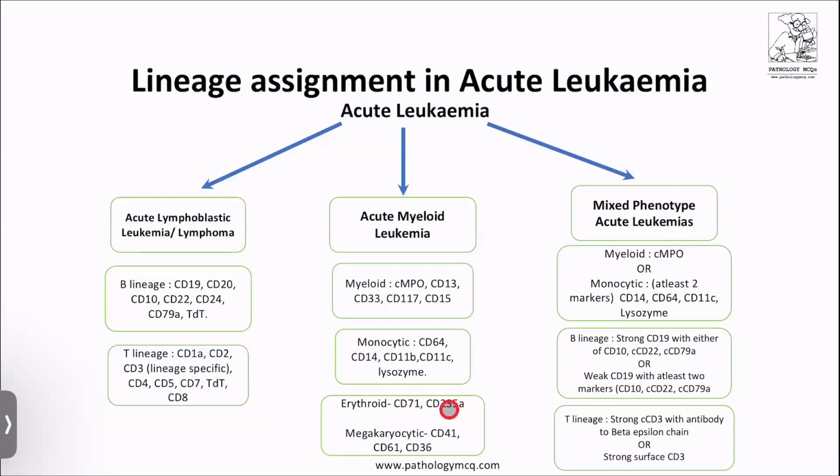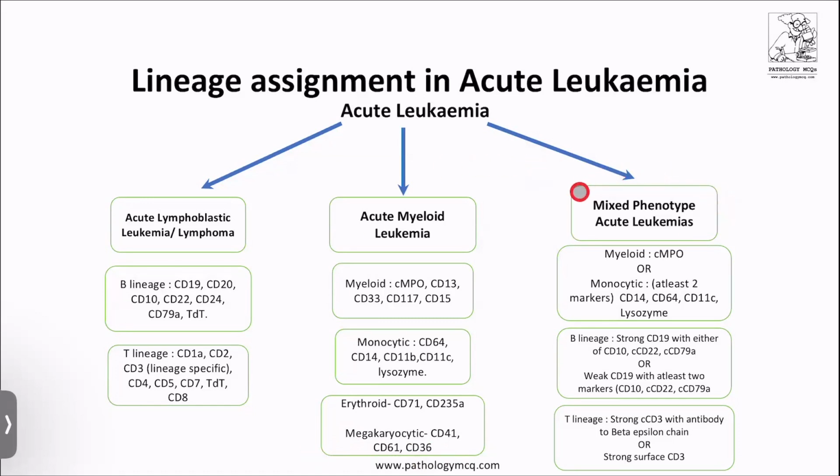And when do we call it acute megakaryocytic leukemia? When we see a blast population, again in the CD45 negative window with a low side scatter, showing positivity for CD41 and CD61, and sometimes aberrant expression of CD36, we can always think of an acute megakaryocytic leukemia.